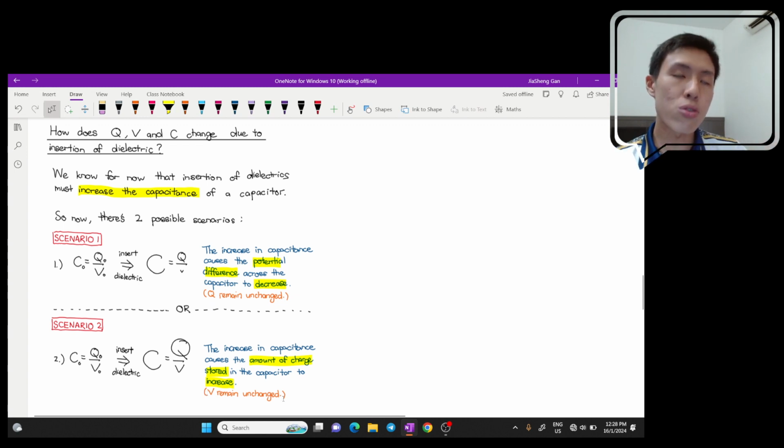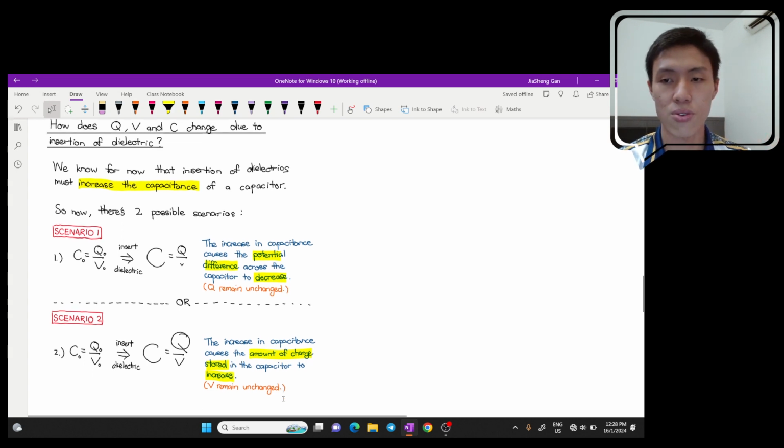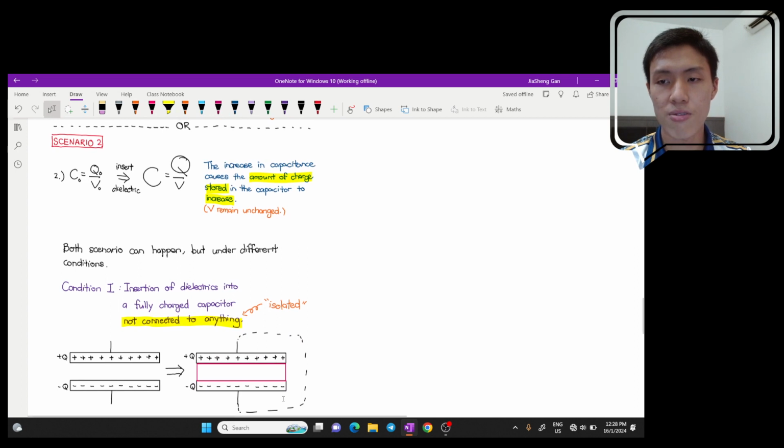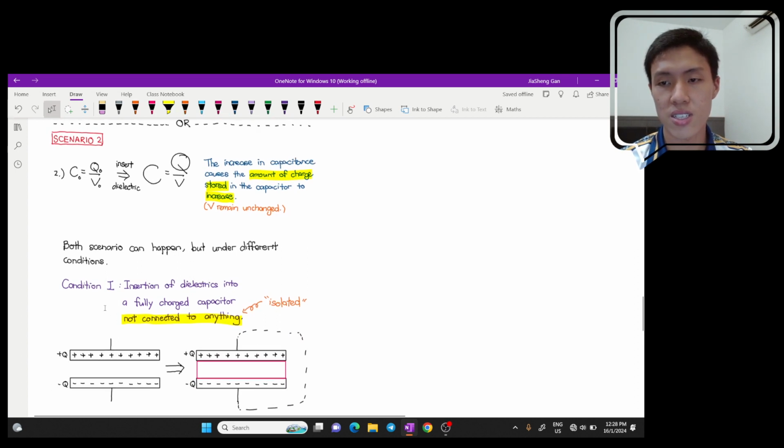Okay, so now we'll try to discuss under what situation you will encounter scenario 1, under what situation you will encounter scenario 2. Okay, scenario 1 will happen under a specific condition, scenario 2 will happen only under a specific condition as well. So let's discuss the scenario. Okay, so both scenarios can happen but under different conditions. So let's study the first scenario.